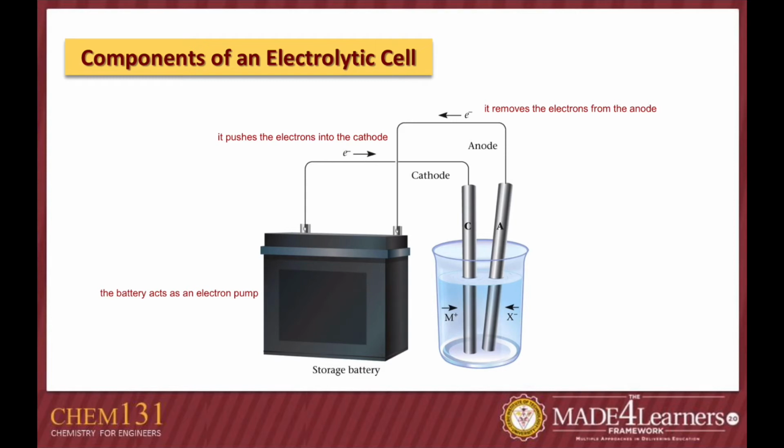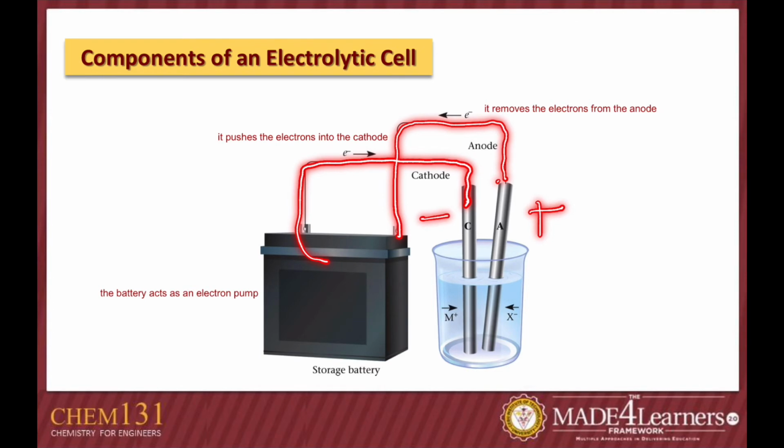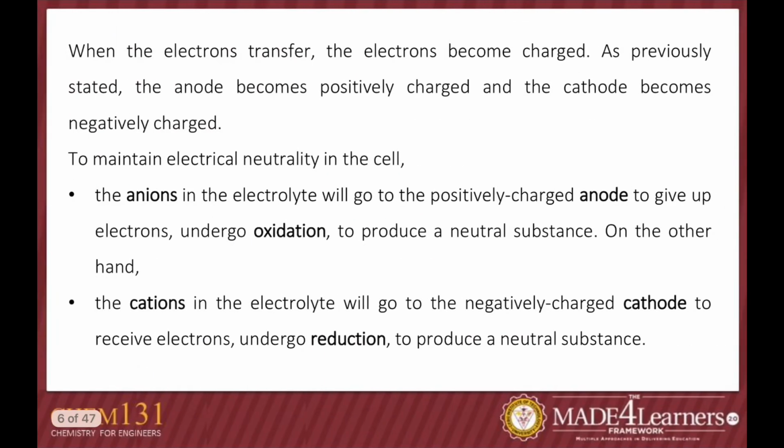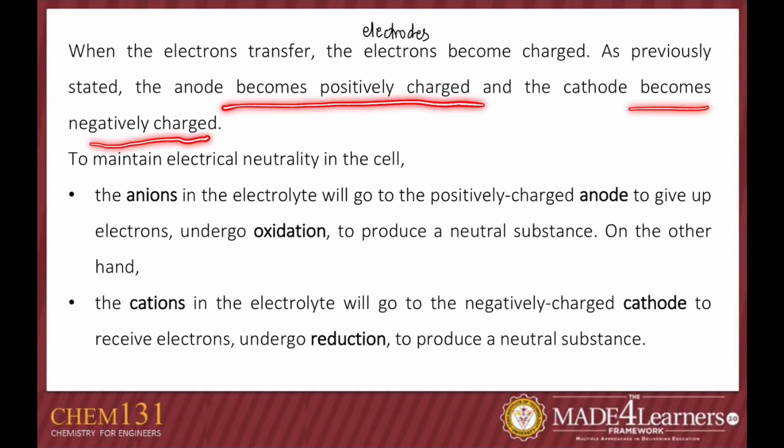What it does, as stated earlier, is pull or remove the electrons from the anode, making it positively charged, and it will push that electron into the cathode, making it negatively charged. So anode is positive, cathode is negative. When the electrons transfer, the electrodes become charged. As previously stated, the anode becomes positively charged and the cathode becomes negatively charged.